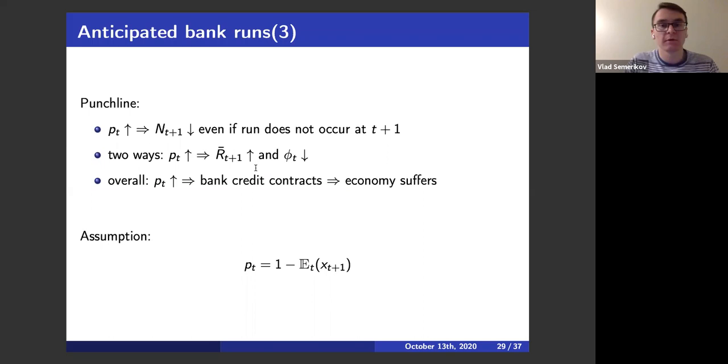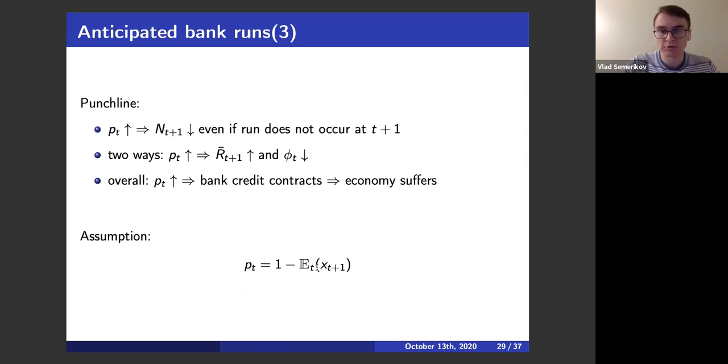The punchline of the model with anticipated bank runs is that an increased probability of the bank run is going to erode the bank's capital in two ways. One is through the increased cost of deposits, the cost of debt, and the second is through tightening the leverage constraint, phi t. Therefore, when pt rises, bank credit basically contracts and the economy suffers. The authors make a very simple assumption on how pt is formed. They link pt to the expectation of xt plus one, the recovery rate next period, and make it a decreasing function of the expectation of xt plus one.